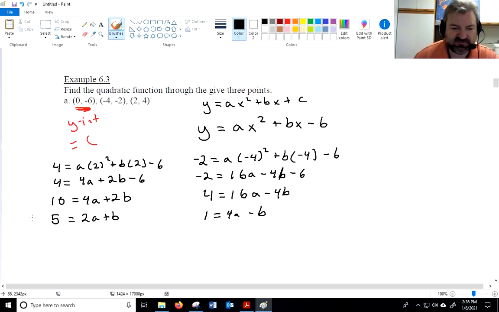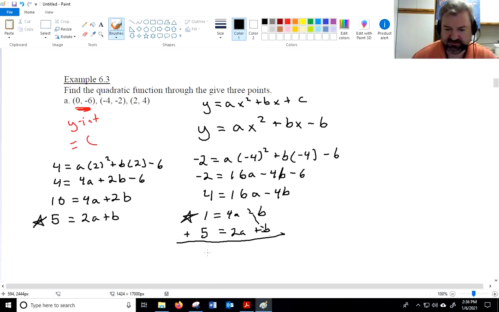So now I just need to solve a system of equations between these two equations. That was a terrible star. There we go. Those two there. So I'll just write this one right underneath it. You'll notice it's actually set up perfectly for me to just add the two equations together. And the b's cancel out, and I get 6 is equal to 6a. Divide both sides by 6, and I get a is equal to 1.